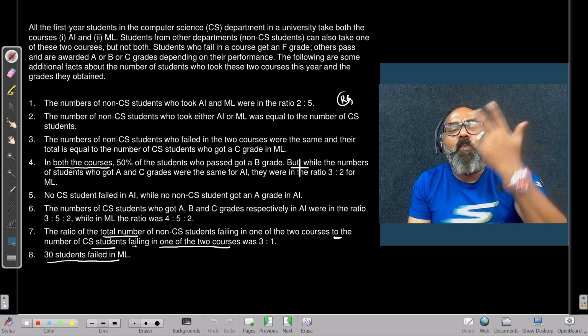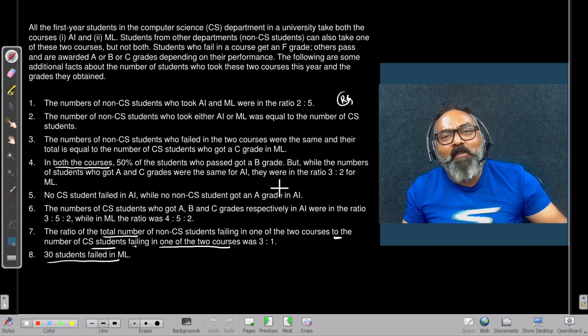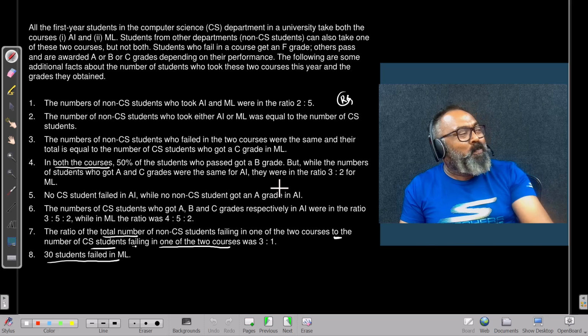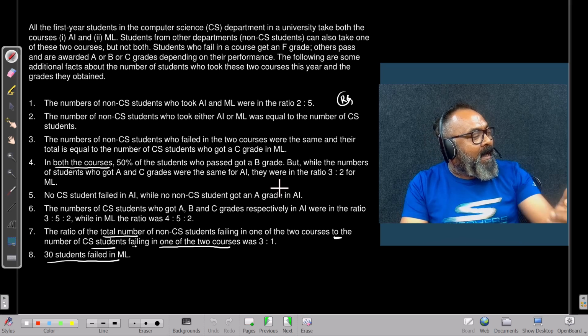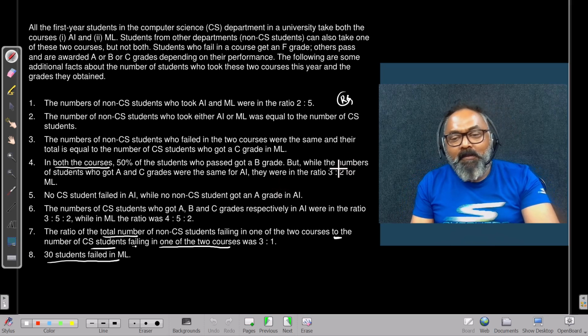Why am I shouting and screaming? You might be wondering, what is this guy doing? Chup chap solve karna yaar. Why are you getting really excited solving DLR? Sorry, yeah.